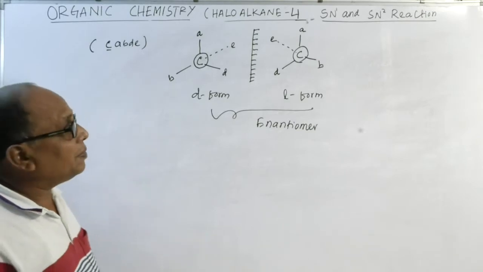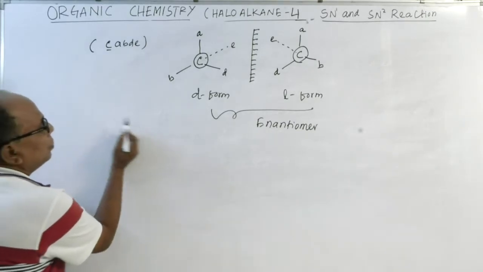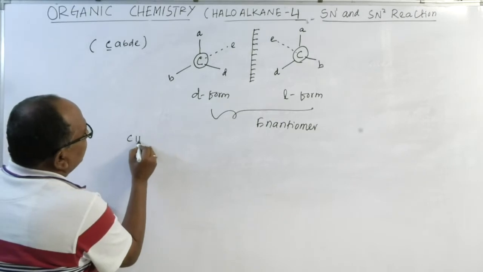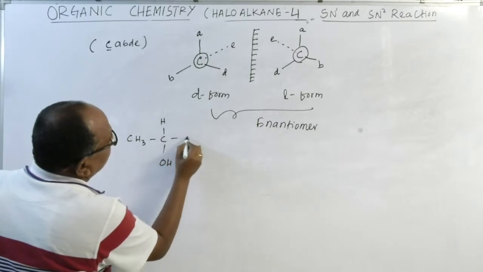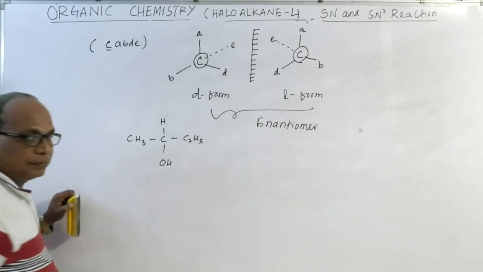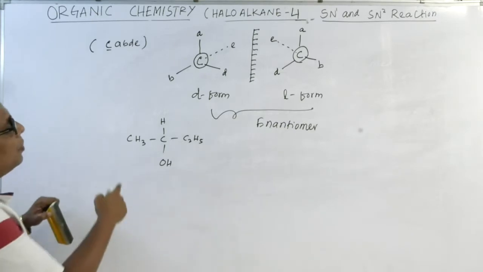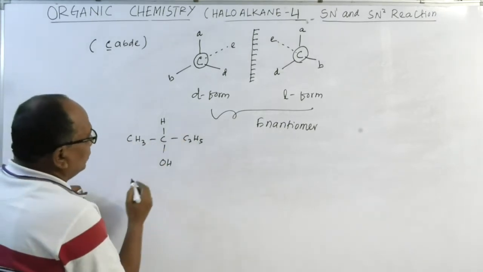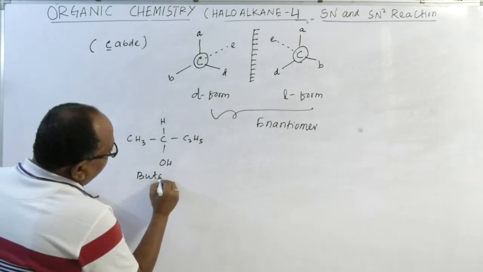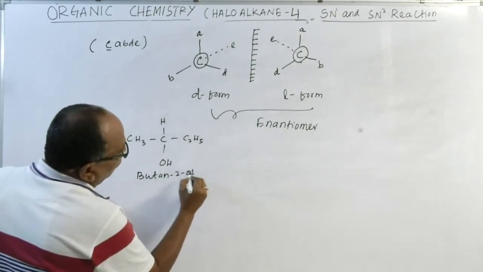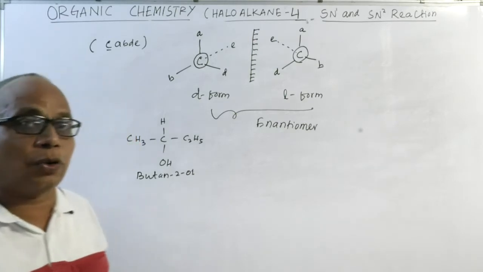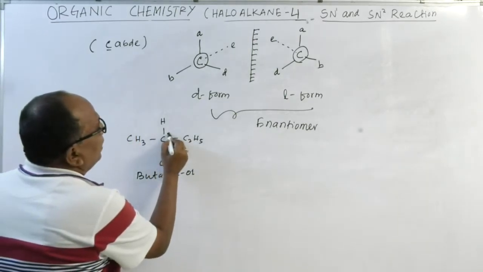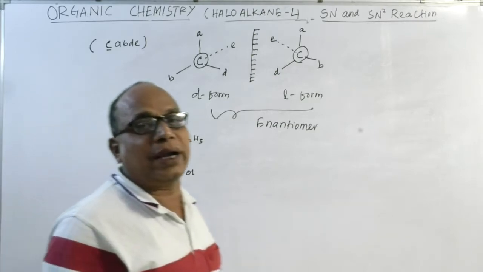Okay, students, I will give an example. For example, this is CH3, CH, OH, C2H5. What is the name of the compound? 1, 2, 3, 4. That is butan-2-ol. And the carbon atom is bonded with 4 different atoms or groups. That carbon atom is known as an asymmetric carbon atom.